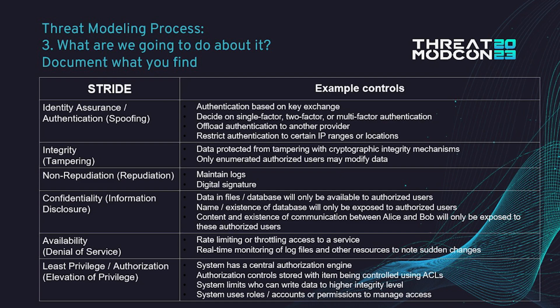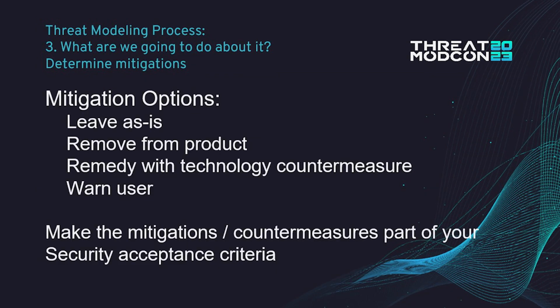Now, you can make these mitigations and countermeasures part of your security acceptance criteria. So as you note what the mitigations are, those are things that you can go back and test and verify and validate that they are actually now a part of the new or updated feature set.